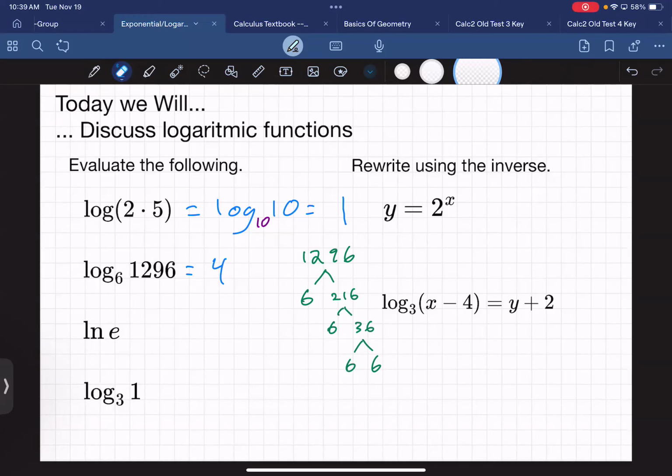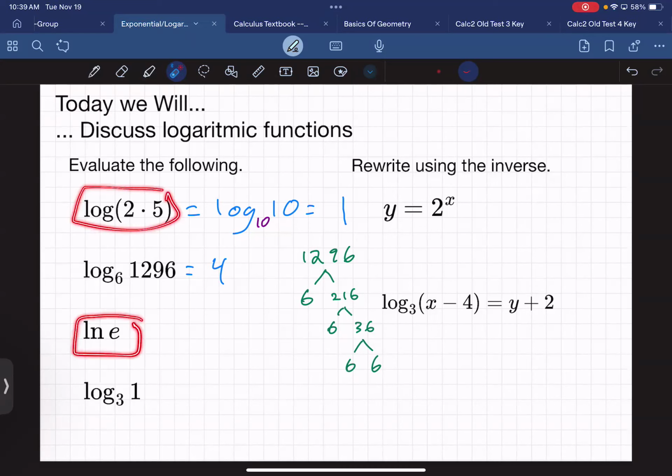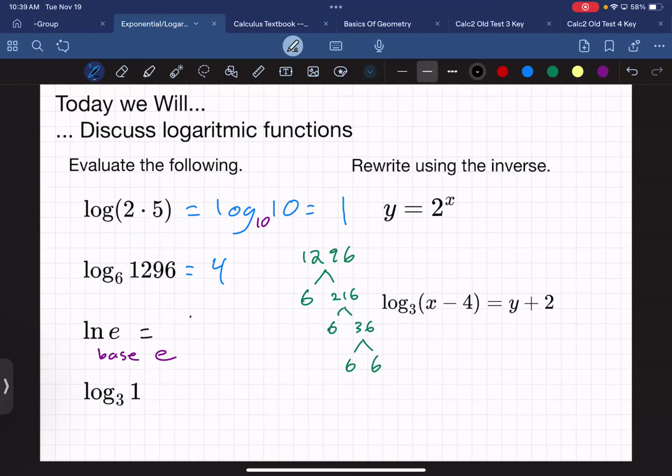What about the next one, the natural log of e? What does that equal? What does natural log of e equal? It goes back to remembering the base. If this is the common log, this is the natural log. The common log is base 10, so what's the base of the natural log? You don't write it, but it's base e. And when the base matches the argument, it's always going to be 1.